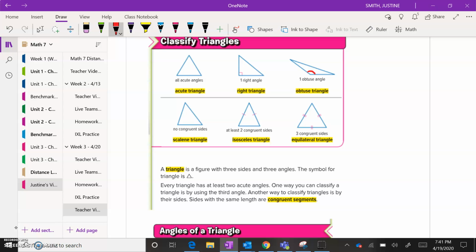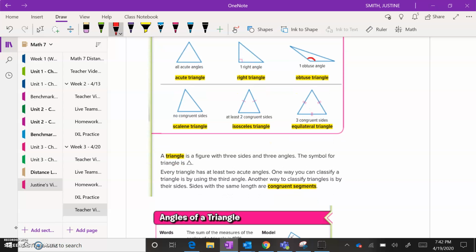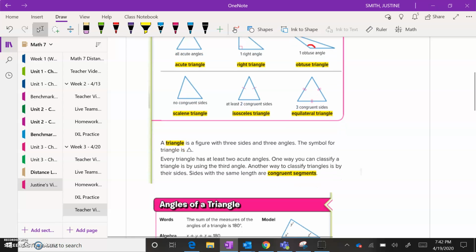In the second triangle here, if you see these two dashes on the lines, that means that these two sides are congruent to each other, which means they're equal. So if you have two equal sides or two congruent sides, that gives you an isosceles triangle. And in the third triangle, if you look at this one, it has these hash marks on all three of the sides, which means that all three of the sides are equal or congruent. So that gives you an equilateral triangle.